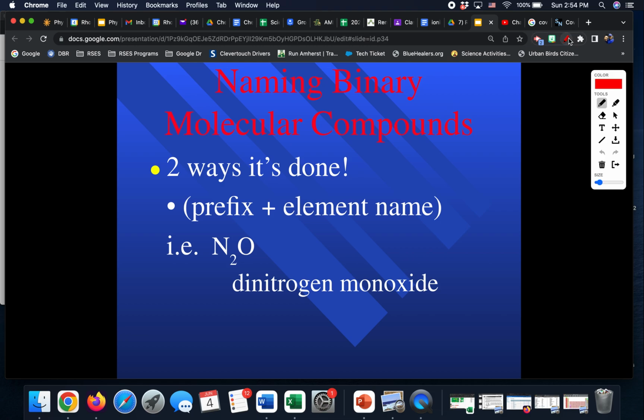Now this is the second element having one. So again, first element 2, you'll look at your chart. Di is for 2, so dinitrogen. Since this is the second element and there's only one of them, it becomes monoxide. I'm sure you've heard of carbon monoxide because it's dangerous and you might have detectors in your house for it. Well, this is same naming as that.